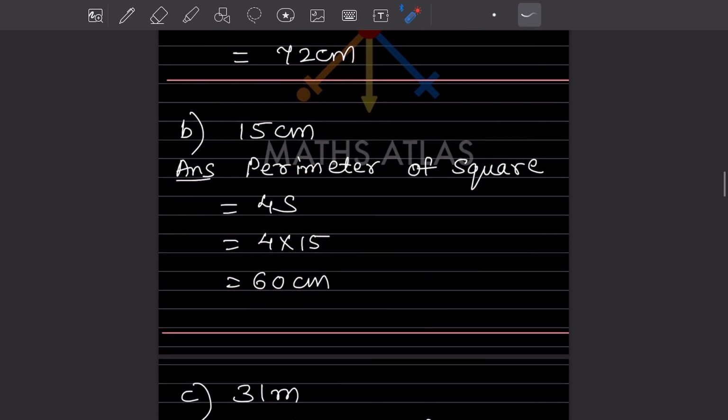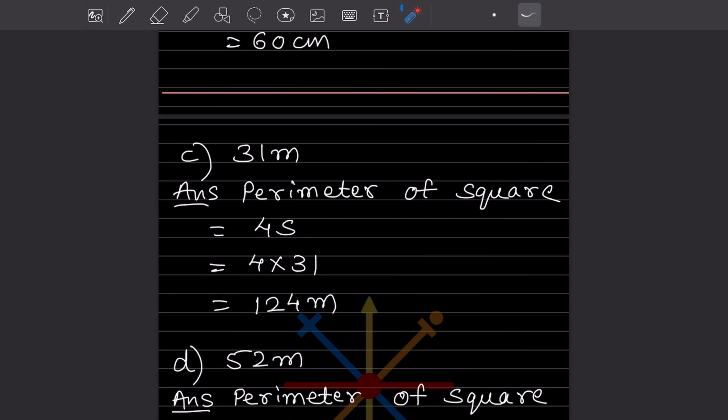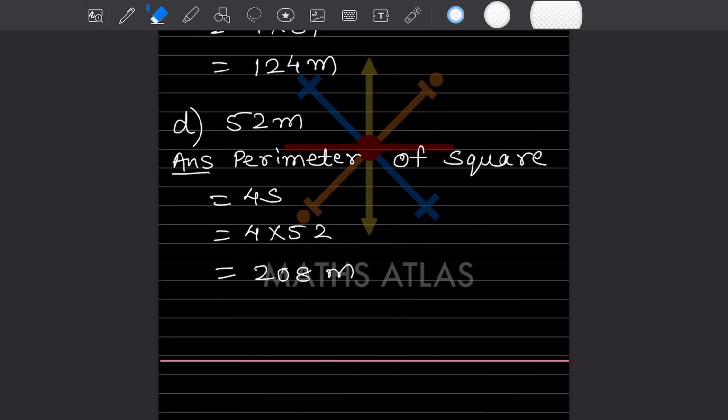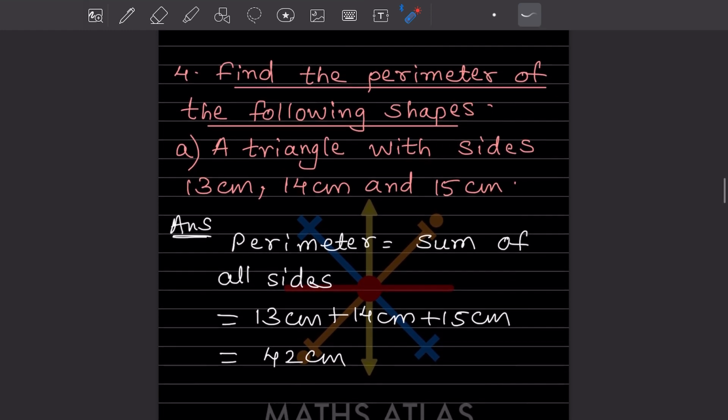Now again here, 15. You will just put 15 in this formula, and 15 fours are 60. Write the unit, centimeter. Again, the perimeter of square, this is 31 given. You just put 31 and multiply this, you get 124 meter. Again, the same over here. This is 52. You just put 52 over here and you get this answer. Now here, find the perimeter of the following shapes.